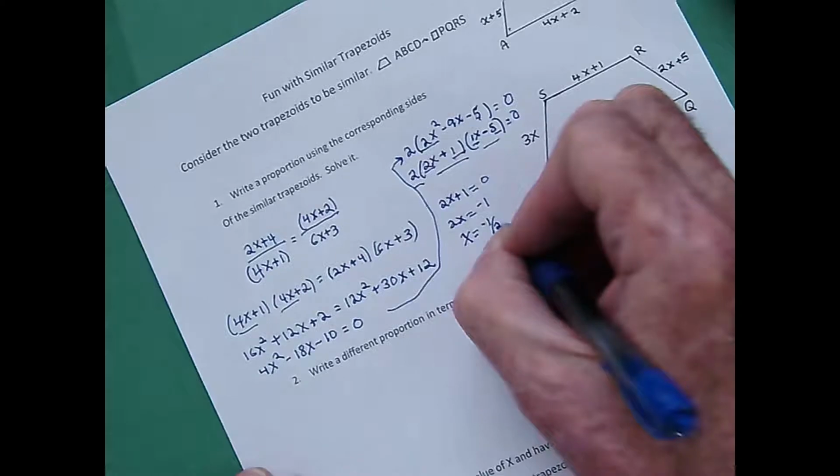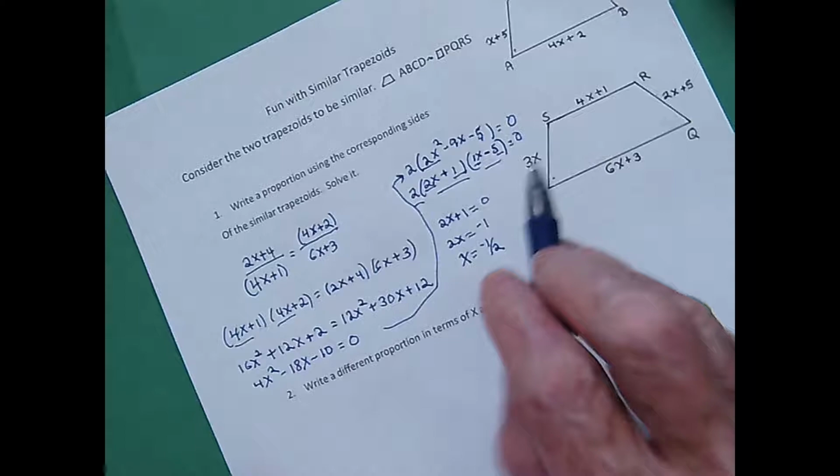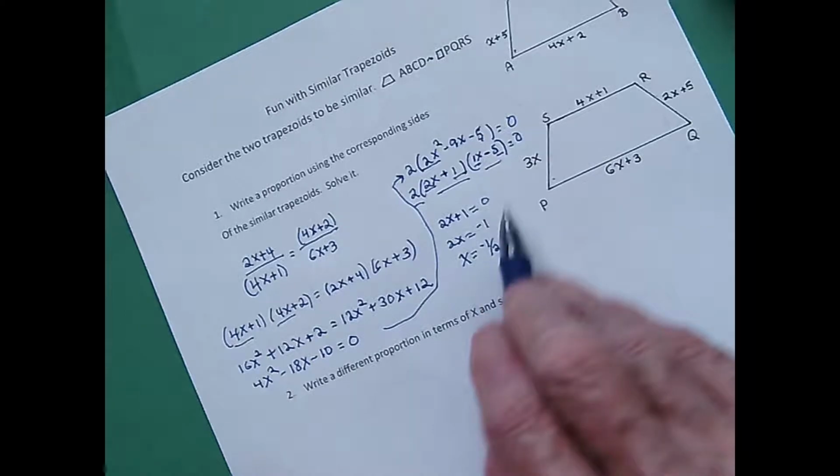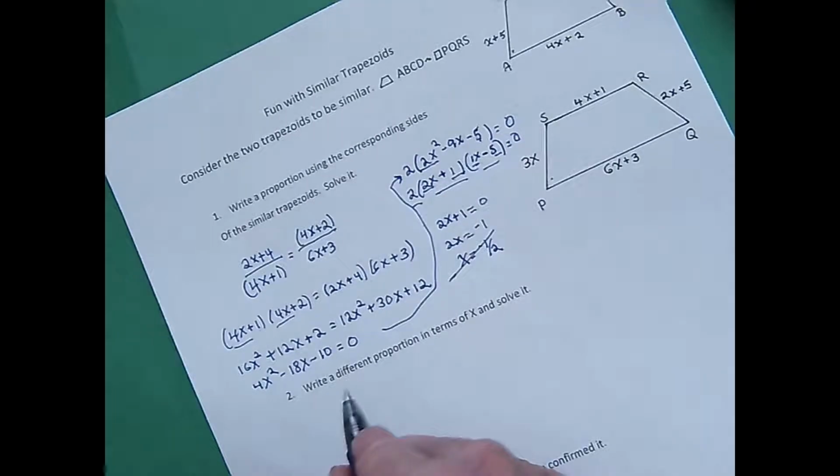I'm not worried about x being negative. I'm worried about lengths being negative, though. And this length would have to have been negative if x was a negative 1/2. 3 times a negative 1/2 would be negative 1.5. That's no good. That's an erroneous root.